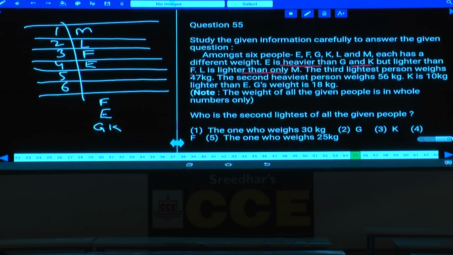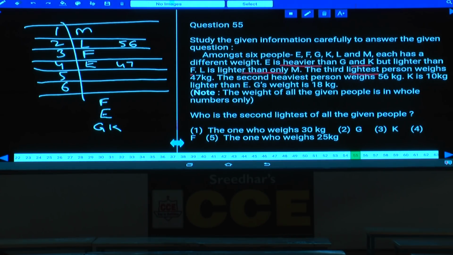The third lightest person weighs 47. The third lightest person means who is that person here? E. Now this E weighs 47 kgs. The second heaviest person weighs 56, that is L is 56 kgs. And K is 10 kgs lighter than E. Hence K is how much? K is 37. And G's weight is 18.